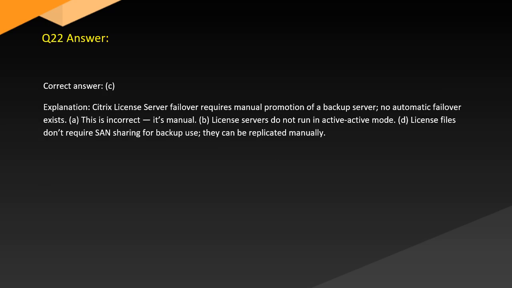Answer. Correct answer: C. Explanation: Citrix license server failover requires manual promotion of a backup server. No automatic failover exists. A. This is incorrect. It's manual. B. License servers do not run in active mode. D. License files don't require SAN sharing for backup use. They can be replicated manually.